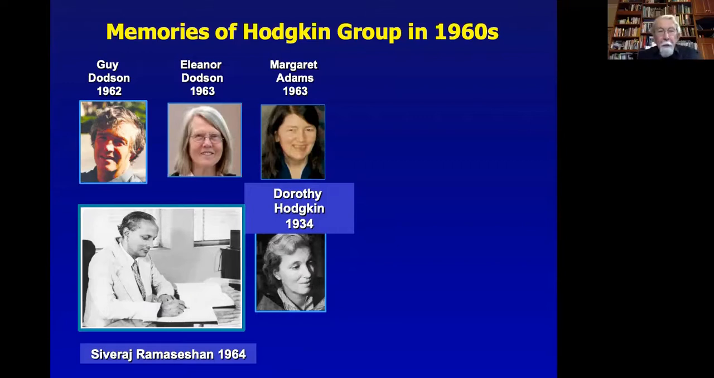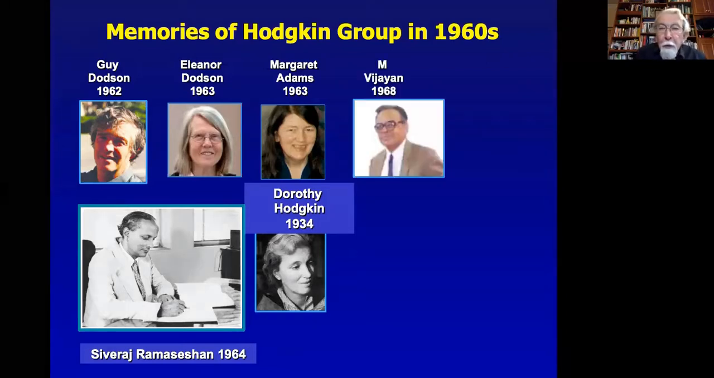In 1964, almost on the same day, so I had nothing to do with it, Dorothy Hodgkin was on television. She was in Africa because her husband was an Africanologist, and she was given the Nobel Prize for many other structures of biological molecules. But the insulin group, which included Guy Dodson, Eleanor Dodson, Margaret Adams, and had a big impact from Siv Ramakrishnan, still hadn't solved the structure.